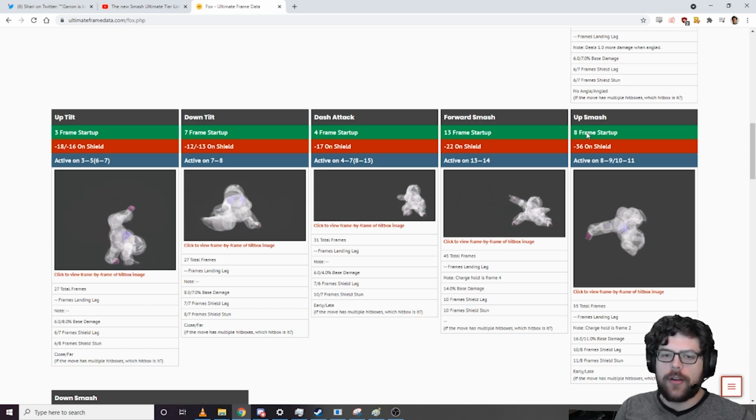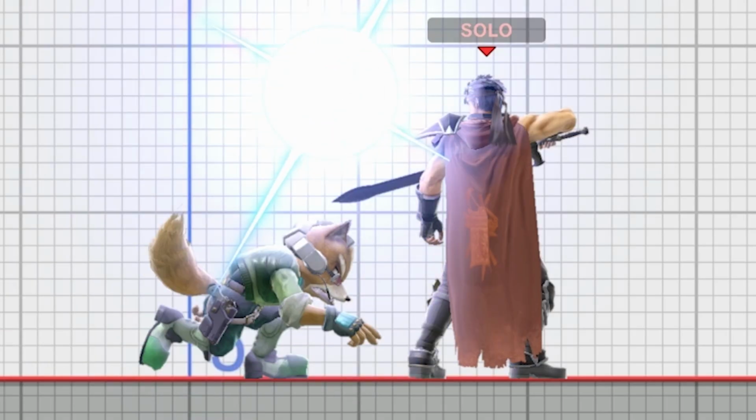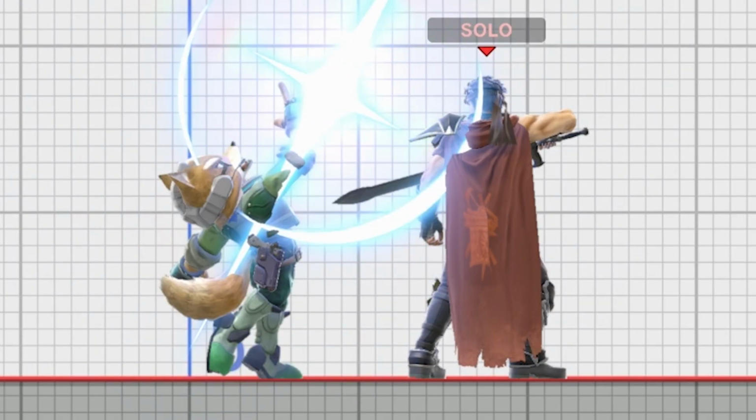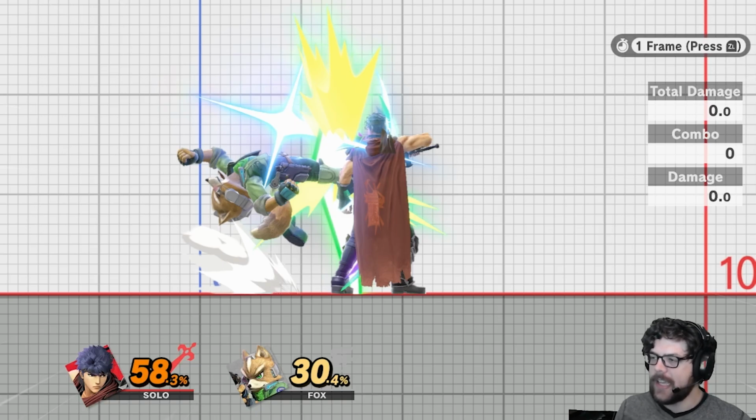So if we watch here, Fox out of shield, up smash, 1, 2, 3, 4, 5, 6, 7, 8. There's the hitbox coming out. Because he gets to cancel that animation with up smash, it is a frame 8 out of shield option, which is insanely fast for a kill move.